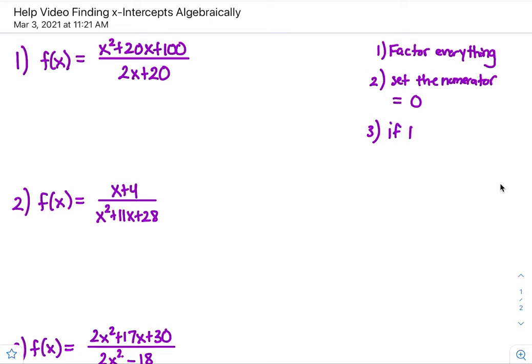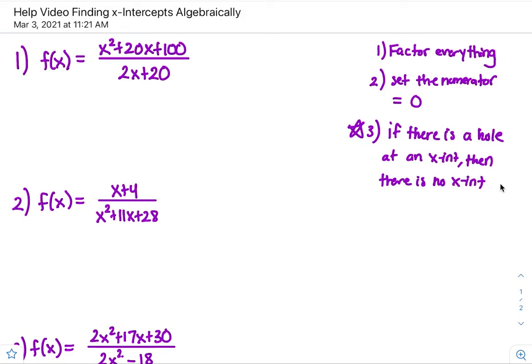If there is a hole at an x-intercept, then there is no x-intercept. This is something you will anticipate in the future. So if there's a hole on an x-intercept, then there is no x-intercept. So let's look at example 1.